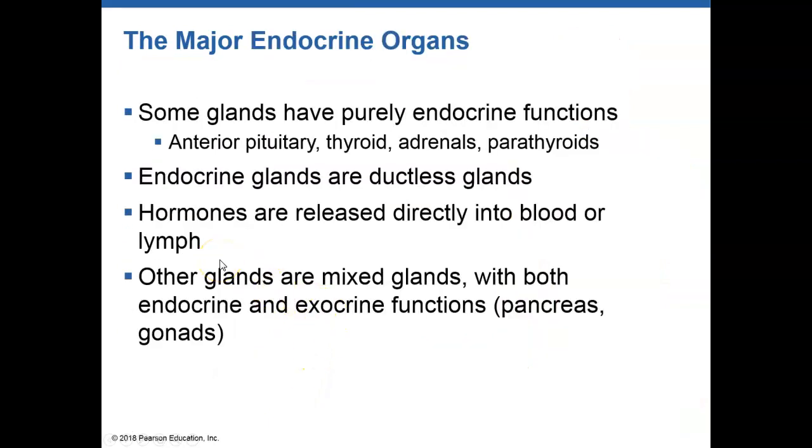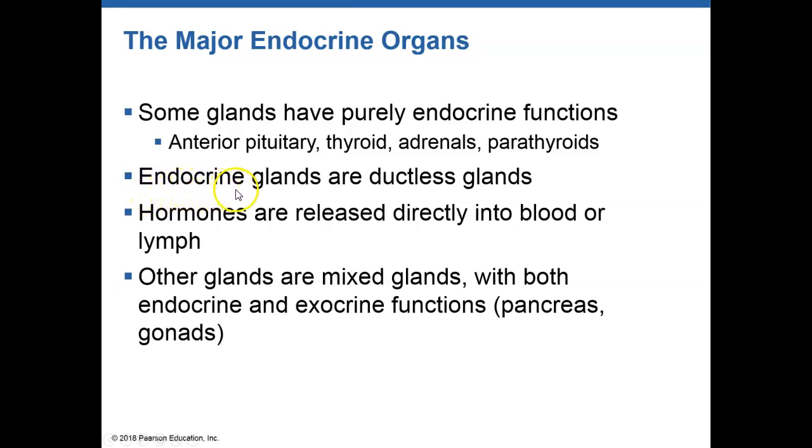So I mentioned this before, but I'll mention it again. Some of our glands have purely endocrine functions, while others have mixed functions, so they might be endocrine and exocrine. Examples of purely endocrine organs are the anterior pituitary gland, the thyroid gland, the adrenal gland, and the parathyroid gland.